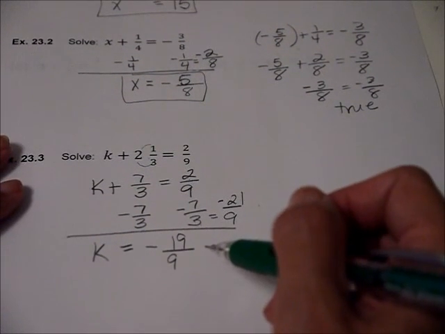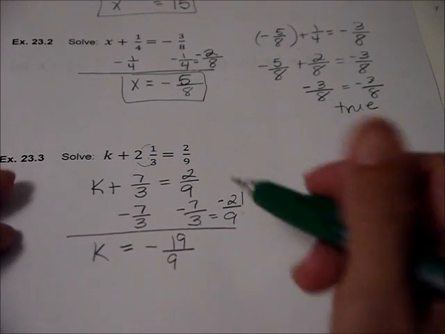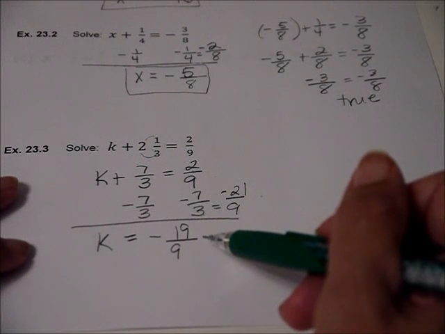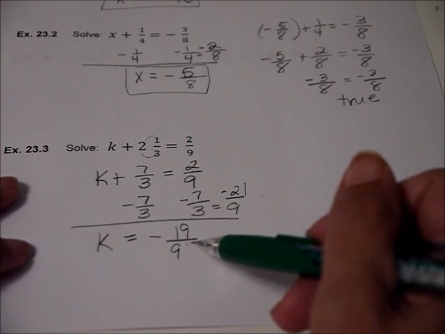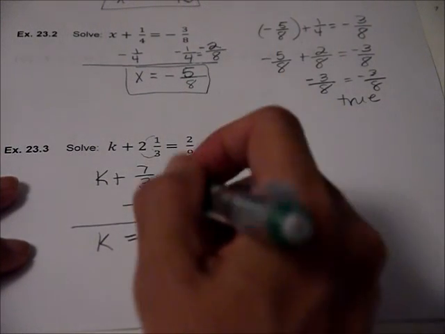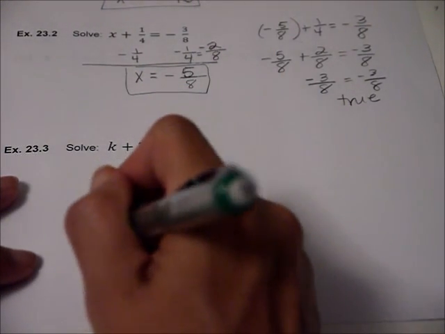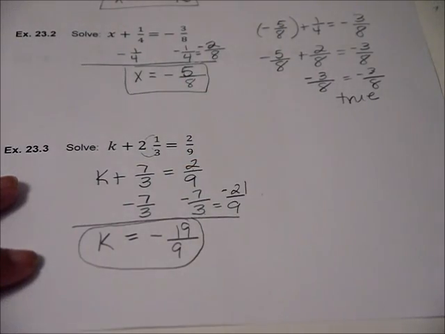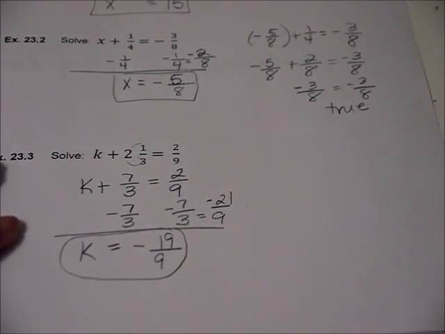We do need to reduce if we can, which this cannot, but we do not need to change this into a mixed number. You do not need to change this to -2 1/9. We can leave it like this. I was happy about that when I got into algebra, that we can leave fractions like that.